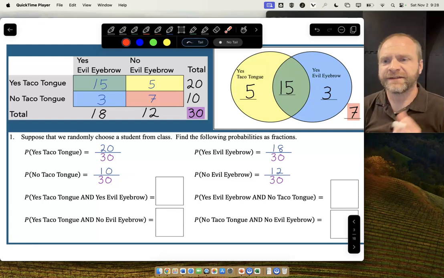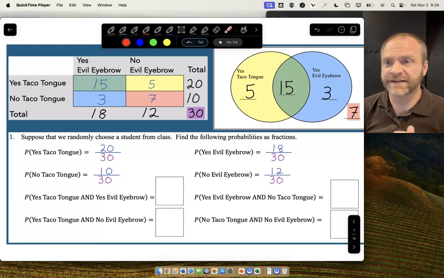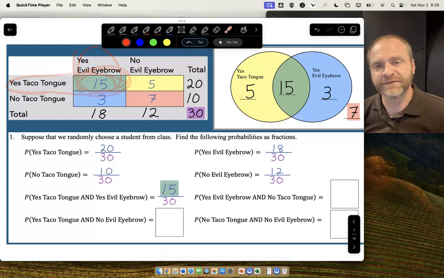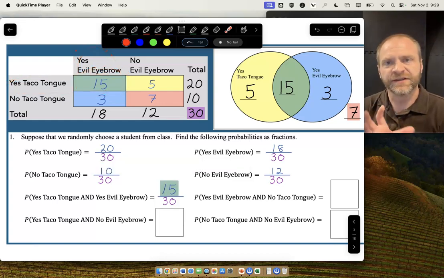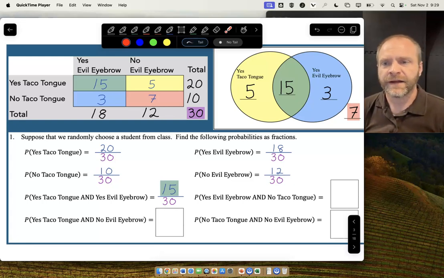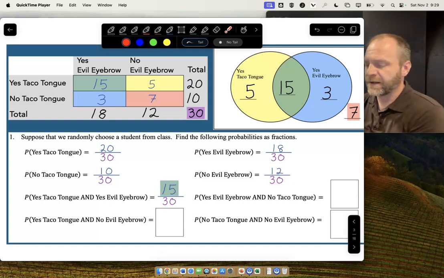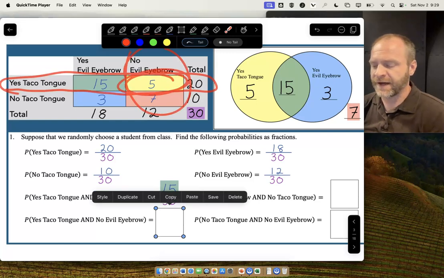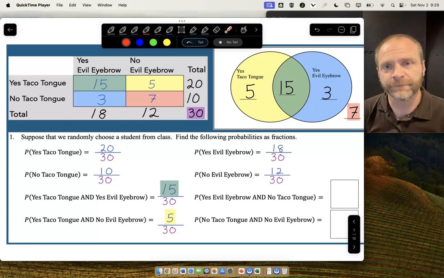So I want the probability of yes, taco tongue and yes, evil eyebrow. Well, they intersect right there. I'm thinking that's the 15 out of 30. So you can see the color coding there to help you see where I grabbed that out of the two-way table. How about yes, taco tongue and no evil eyebrow? So again, I want yes, taco tongue, this row right here, no evil eyebrow. Well, they intersect right there at the 5. So I'm thinking that's 5 out of 30.